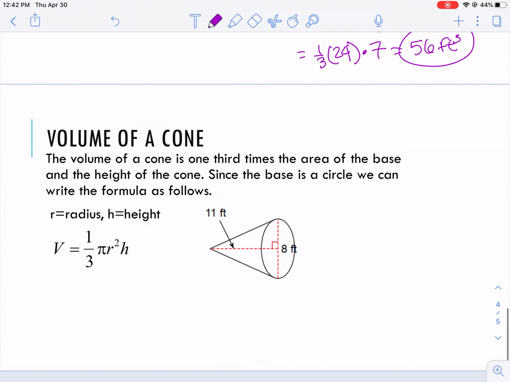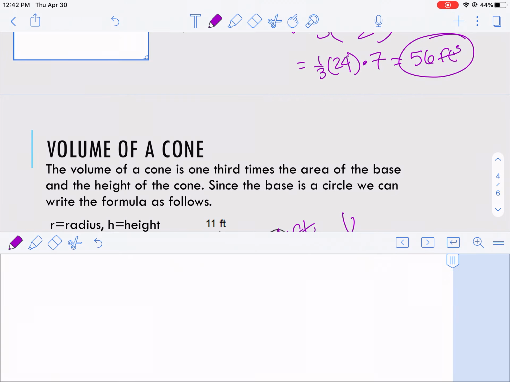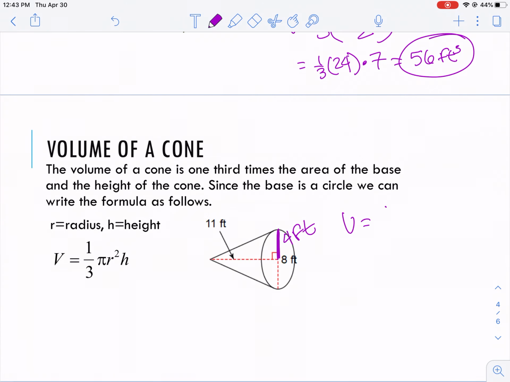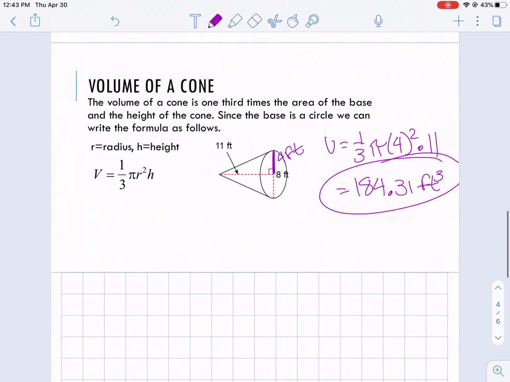Okay. All right. And last shape, volume of a cone. So a cone is a pyramid basically, but it always has a circular base. And again, we got to cut that in half. So the radius is 4 feet. Volume equals 1/3 pi times 4 squared times the height of 11. So 1/3 times pi times 16 times 11. So I get 184.31 feet cubed. There we go. So not too bad. All right, so that is how you do volume of a shape.